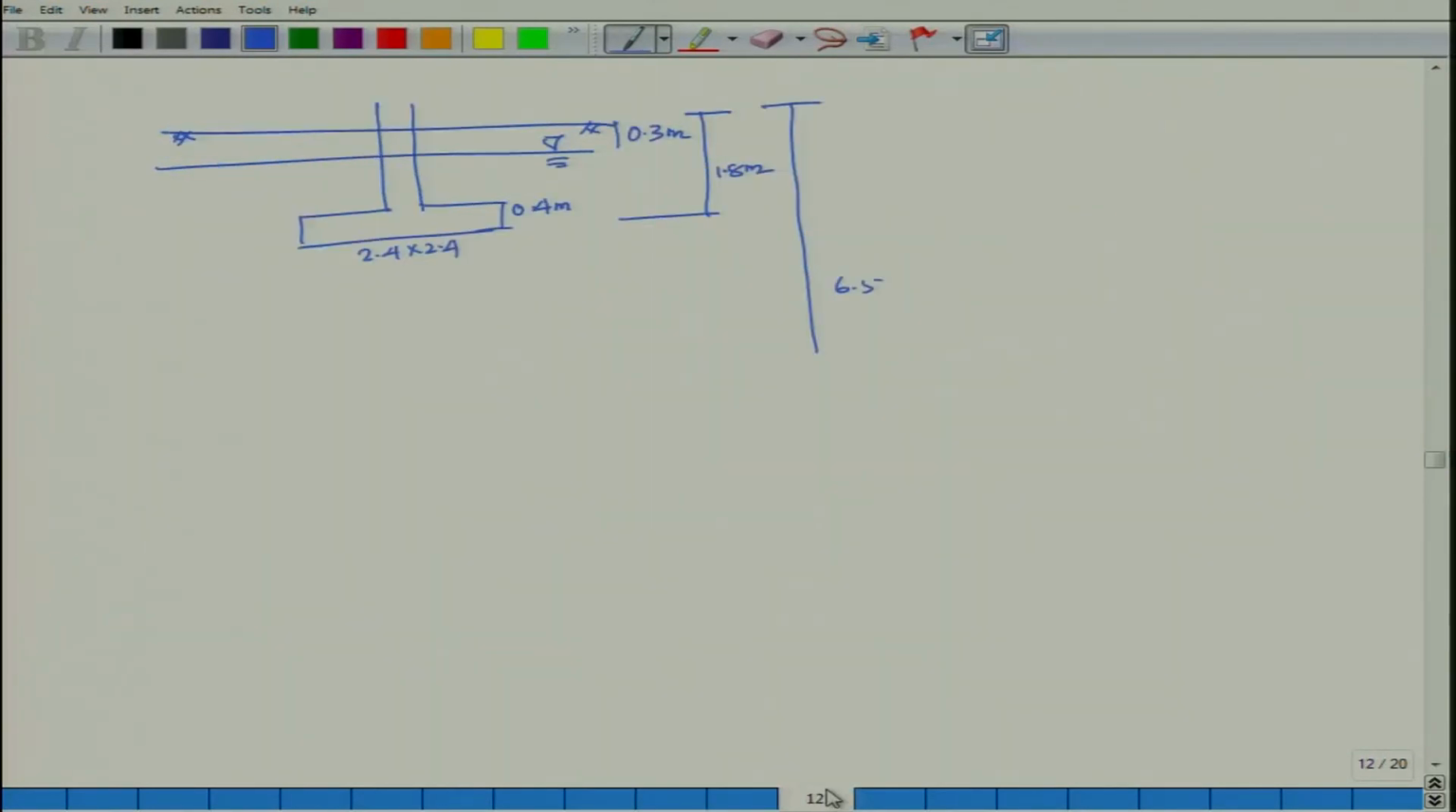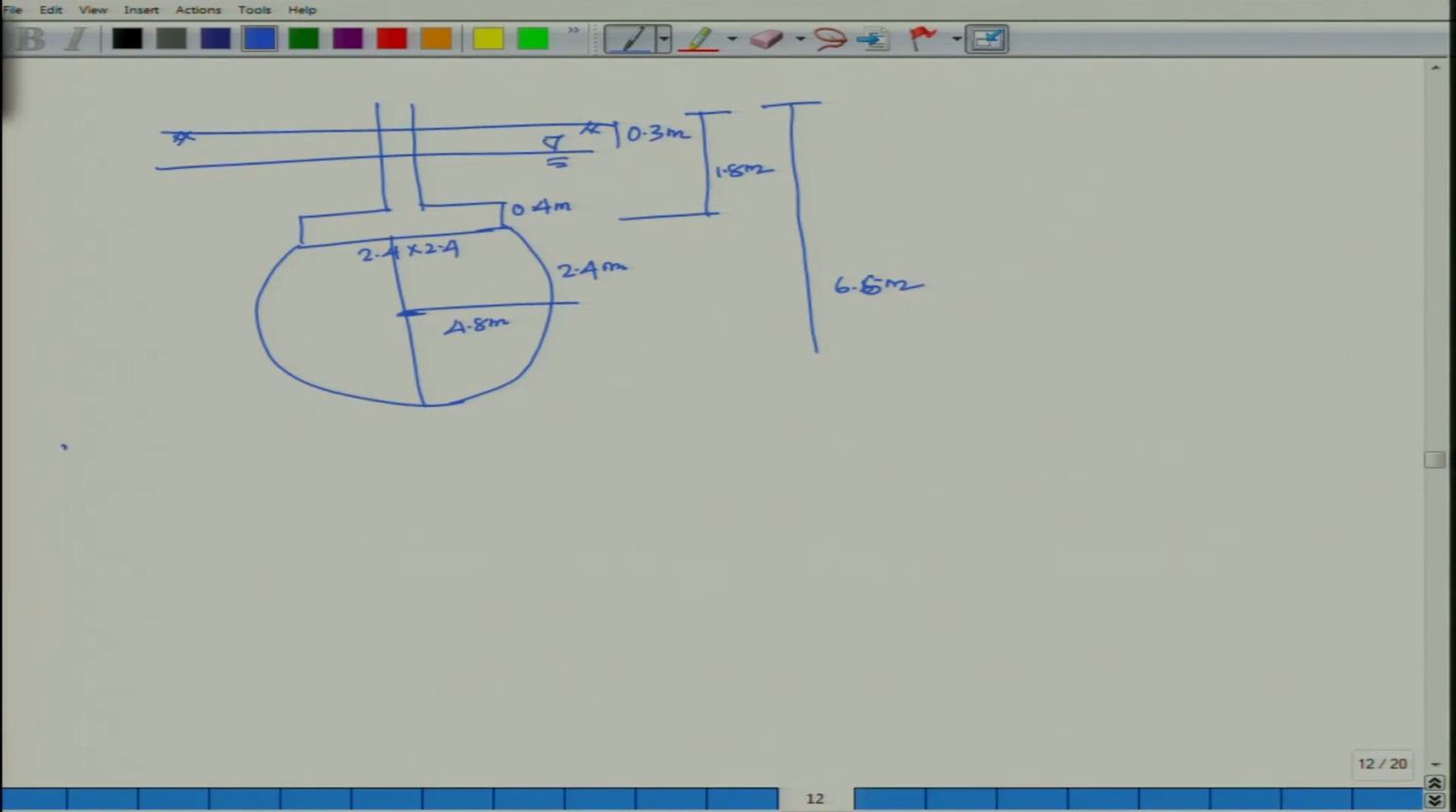Then the pressure bulb is coming up to here, this is your 4.8 meter. So, half will be 2.4 meter. Now, we have to check, sorry, 6.6 meter it is. We have to check whether settlement is fine or not.